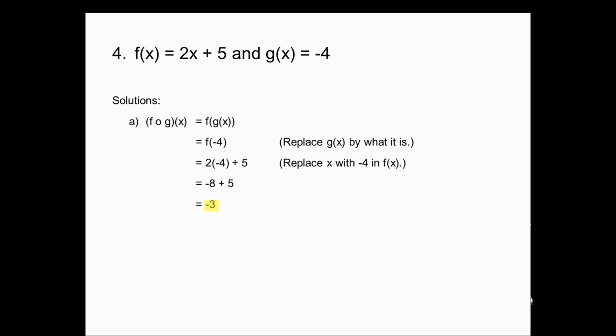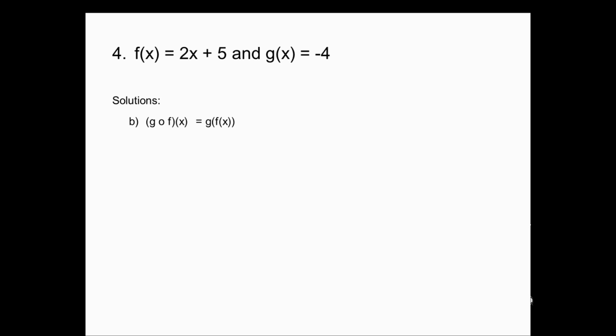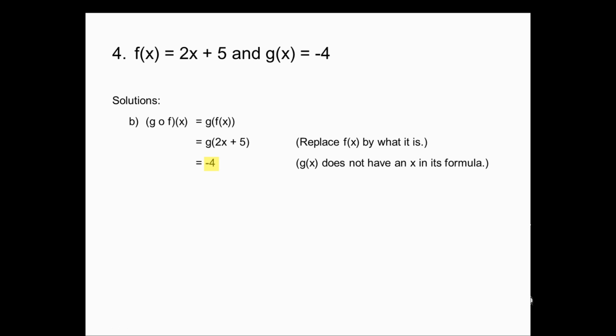Okay, the composition the other way around. g composed of f of x. Remember, that's g of f of x. Replace f of x by what it is. It's 2x plus 5. I now go to g and replace x. Ooh, there isn't one. g is just a constant valued function. So no matter what I give to g, I'm getting back negative 4. So g of x is a constant value function, no x in its formula.